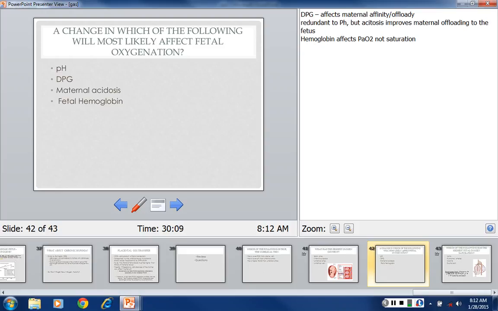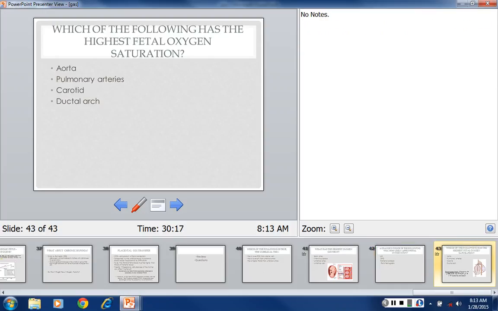And the fetal hemoglobin affects the partial pressure, not the oxygenation. Okay, this goes back to the picture, and I think I had like two questions on percentages. Which of the following has the highest fetal oxygen saturation? Is it going to be your descending aorta, pulmonary arteries, carotid, or your ductal arch?